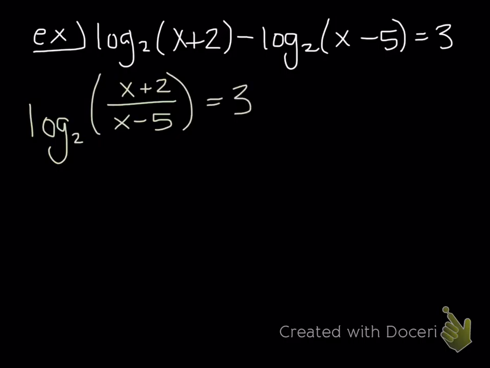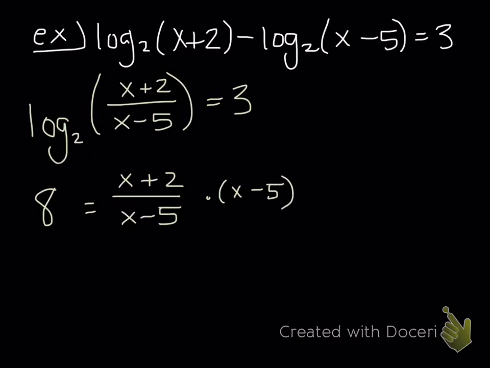And now I put this into exponential form, so that's 2 cubed equals x plus 2 over x minus 5. And I know 2 cubed is going to become 8. So if I wanted to clear this fraction, I'm going to multiply both sides by this x minus 5 on both sides. So on the left-hand side, I'll get 8x minus 40. On the right-hand side, these would cancel, and I'm left with x plus 2. So notice this is a linear equation.